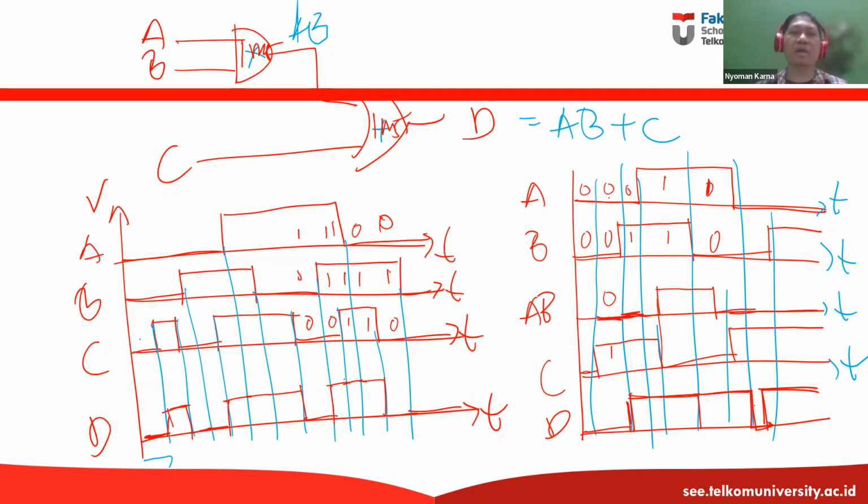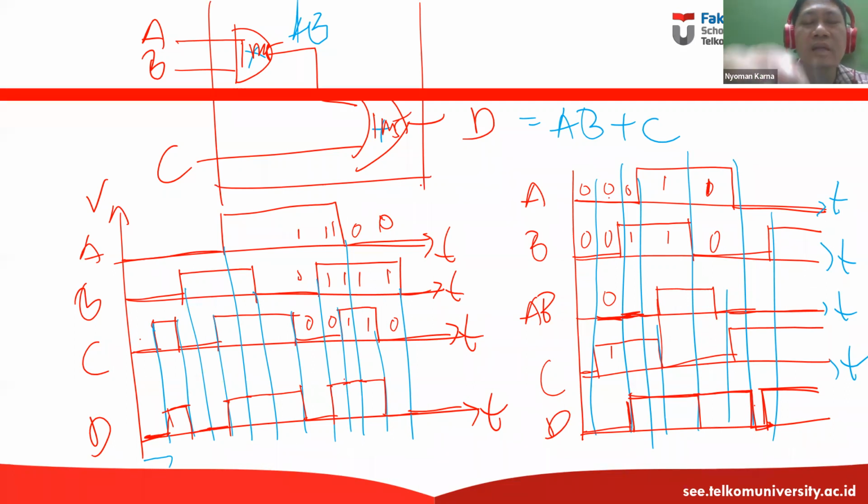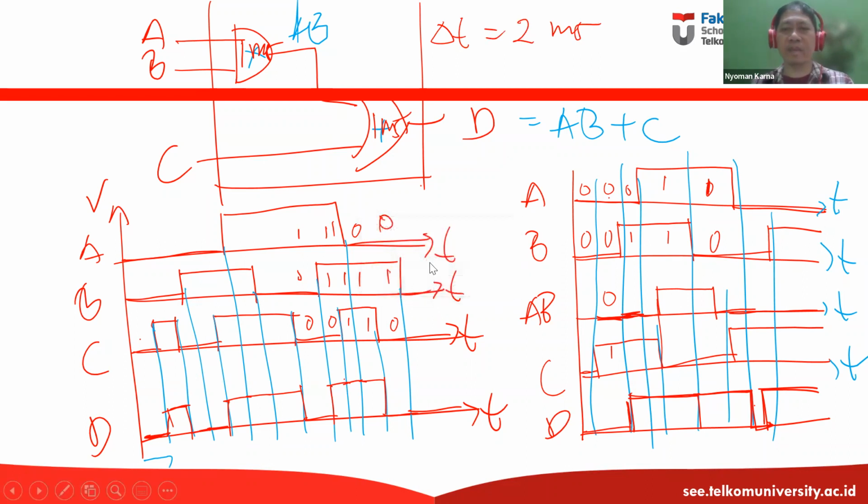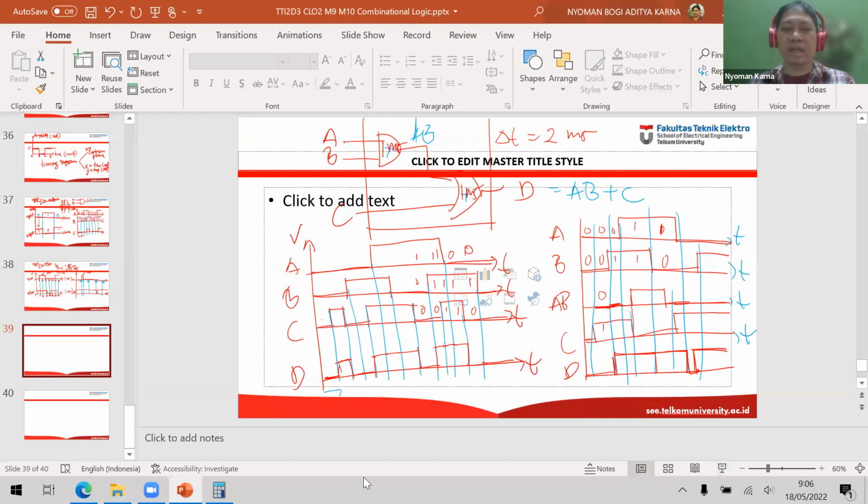And remember, the total delay of the circuit is the total delay of each logic gate. So the total delay of this circuit is 2 milliseconds: 1 millisecond plus 1 millisecond from the AND gate and the OR gate. Okay. Now let's try to do this on our Tinkercad.